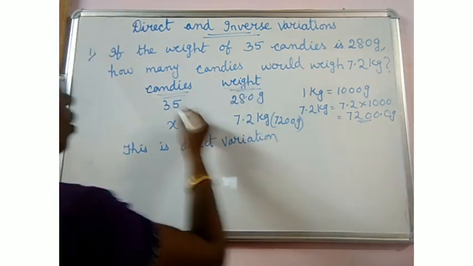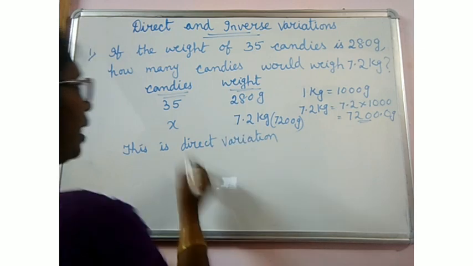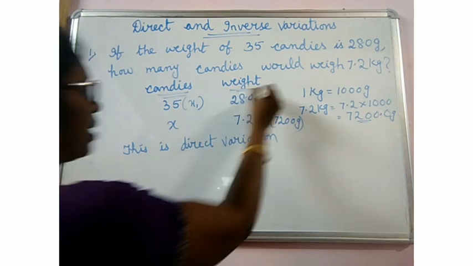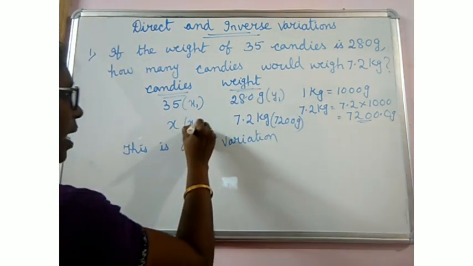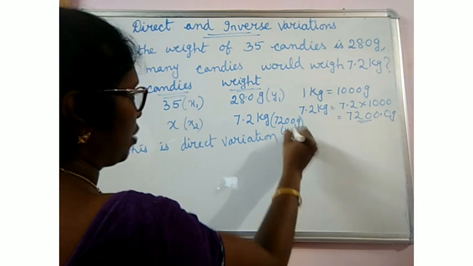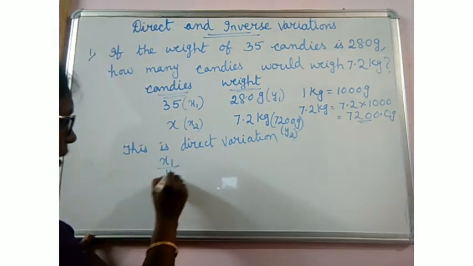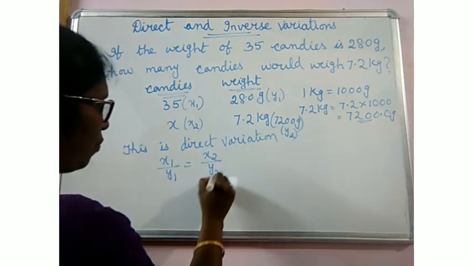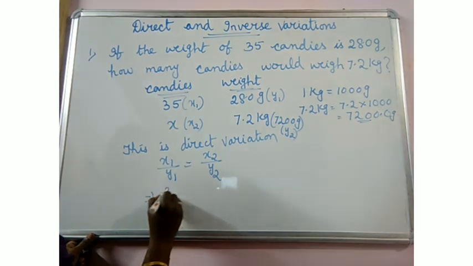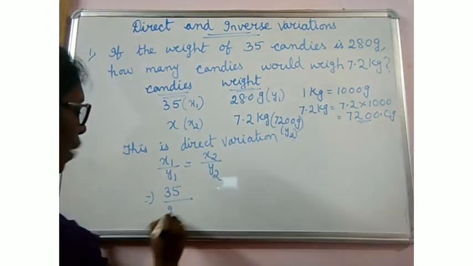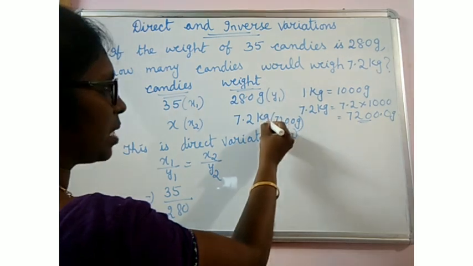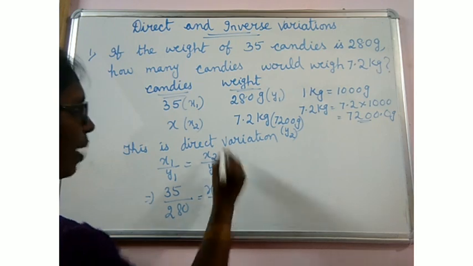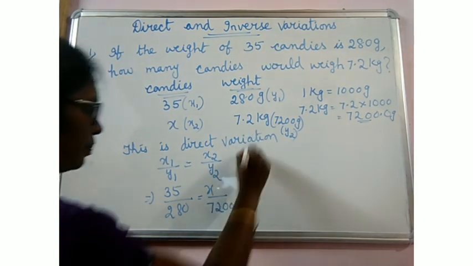So this is X, this is Y. Let us take this X1, this Y1, this X2 and this Y2. For better understanding we can write, or directly we can write, X1 by Y1 is equal to X2 by Y2. Here X1 is 35, Y1 is 280. See here, this is grams, this is kg, that's why we have converted to grams. X2 is X, Y2 is 7200.